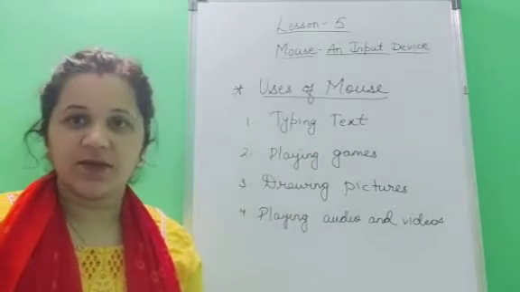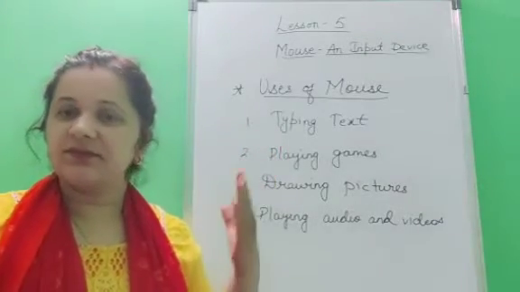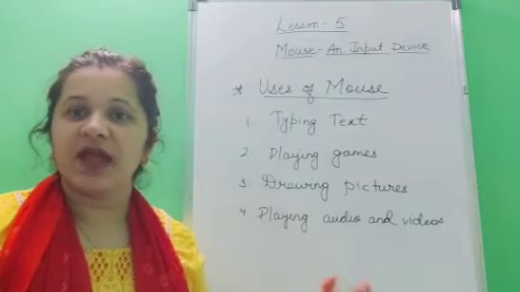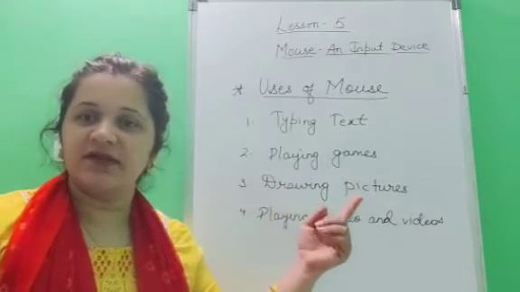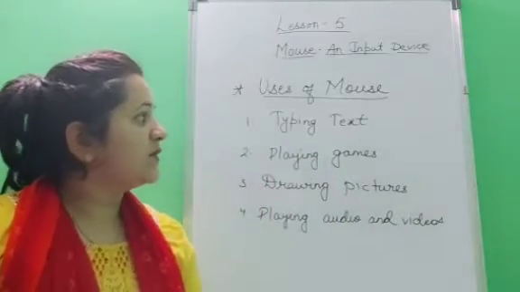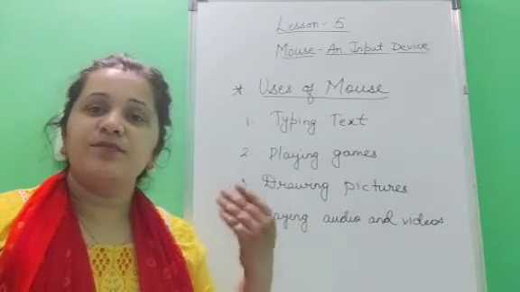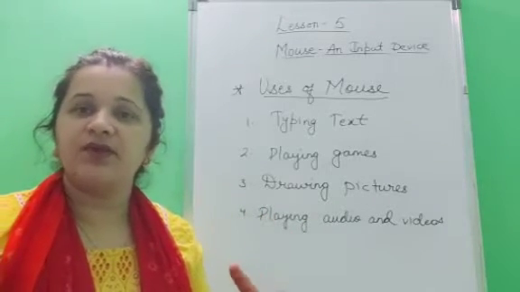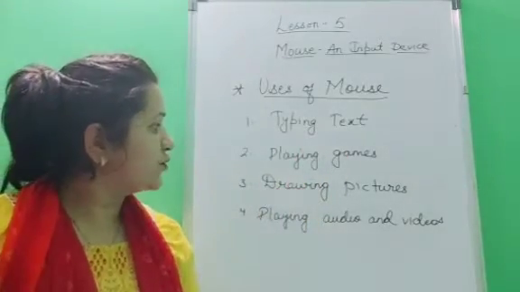Our next topic is uses of mouse. The first use is typing text. With the help of the on-screen keyboard, we can type any text on the screen. By clicking the mouse button, we can select the alphabet keys and the number keys, and we can do typing on the computer screen. Next, with the help of a mouse, we can play games on the computer. You can play any game, you can pause it, you can stop it, you can record it. So with the help of a mouse, we can play games. Next is drawing pictures.